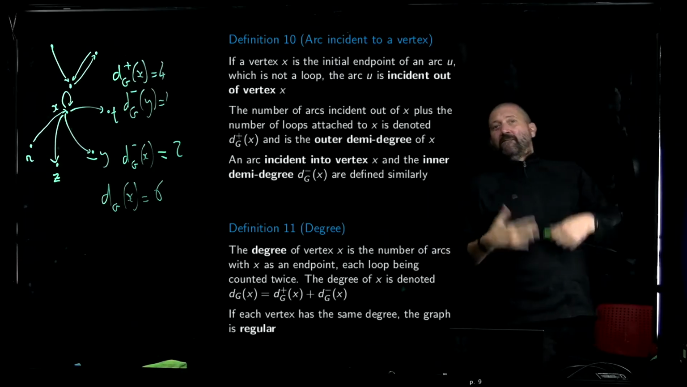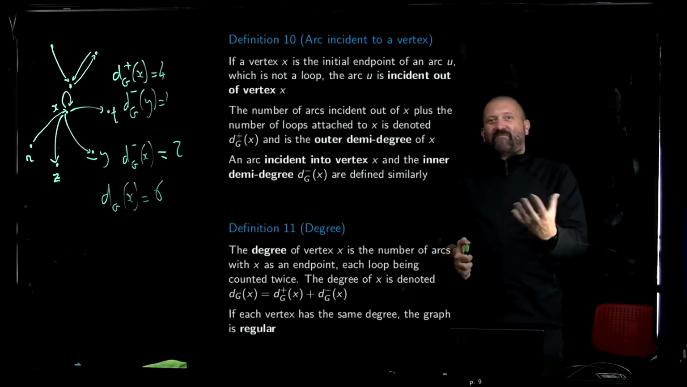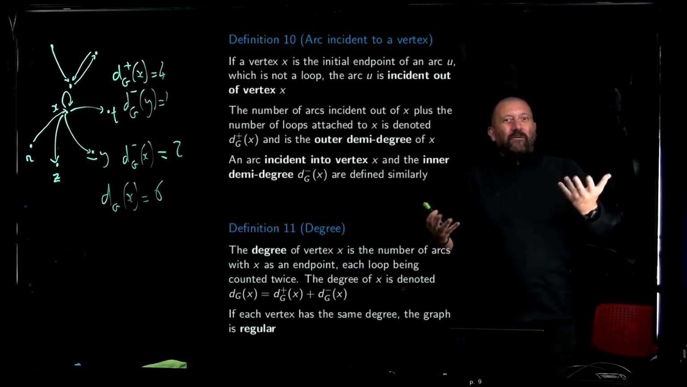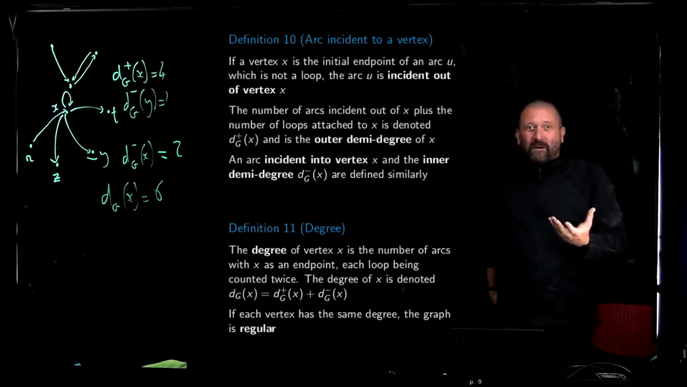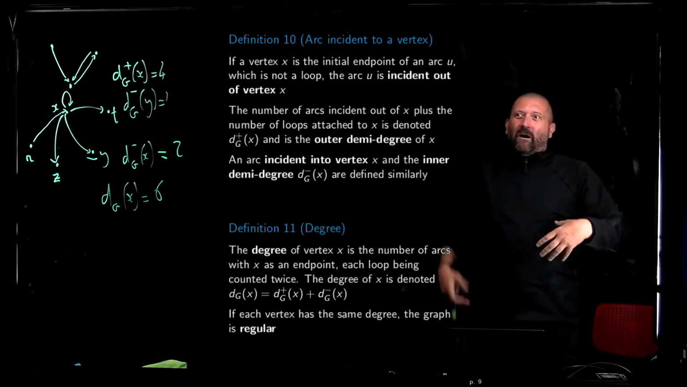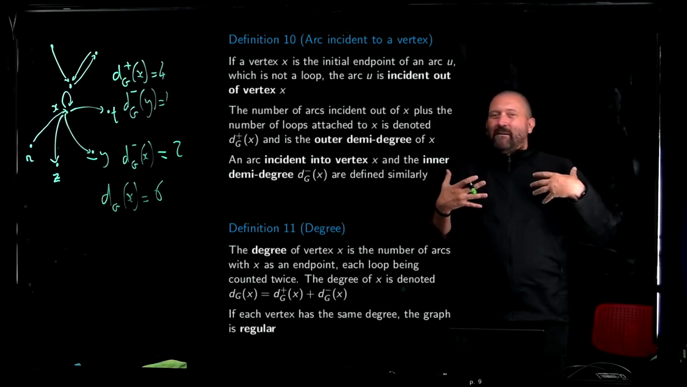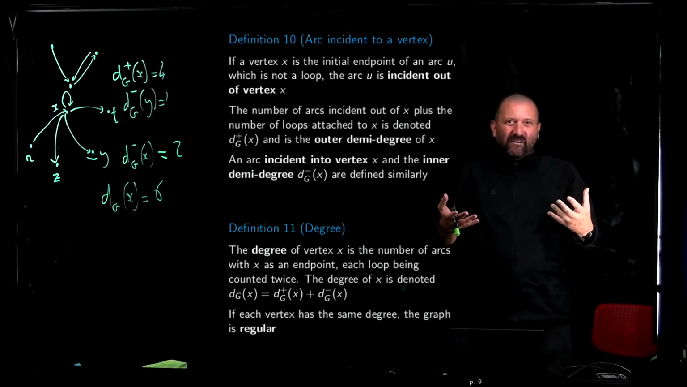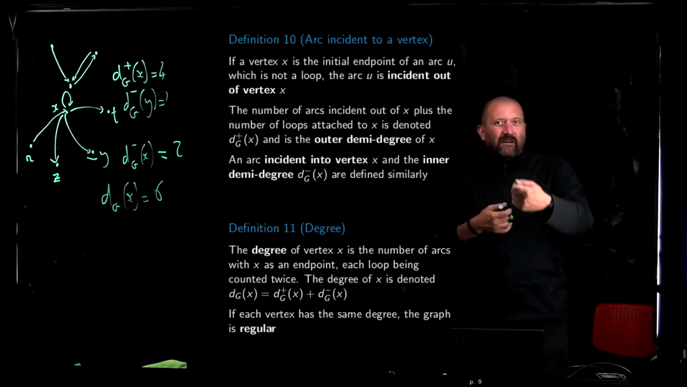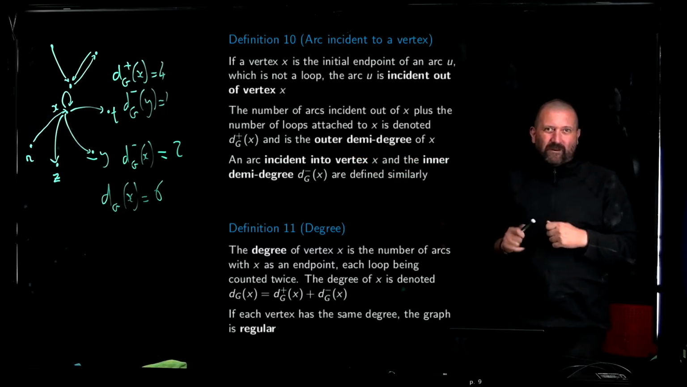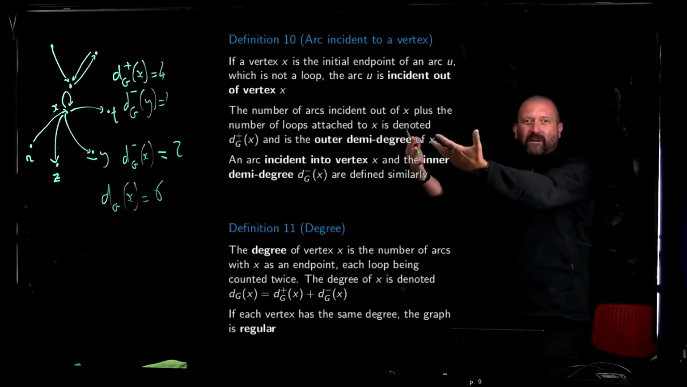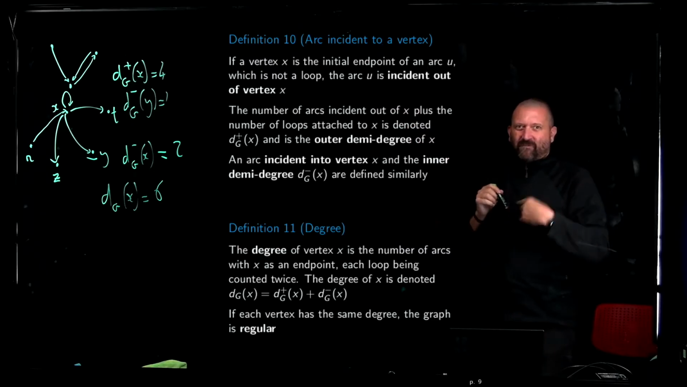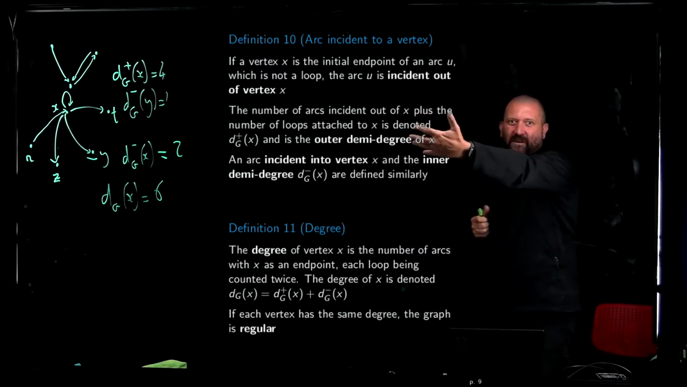I'll give you an analogy, a case where it happens all the time. I work on infectious diseases. One way that we have of considering how the disease is propagating in a population is to look at contacts. And a contact can be described by a graph. Let's say I have a disease, I'm in contact with you, so I'm transmitting the disease. So this is an arc incident out of myself.